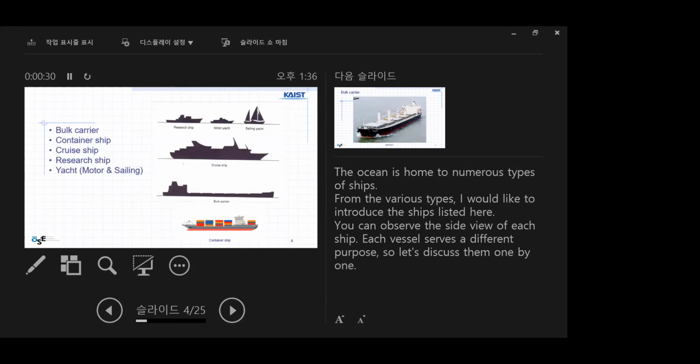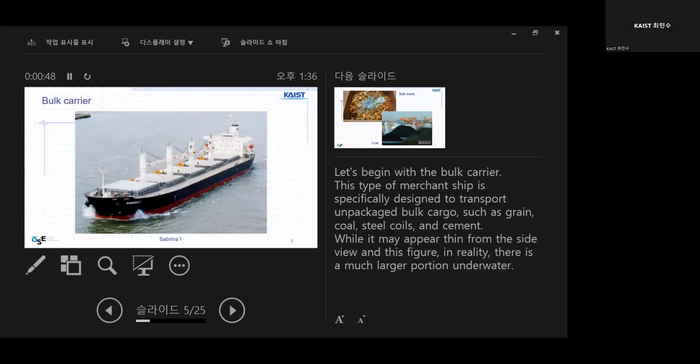The ocean is home to numerous types of ships. From the various types, I would like to introduce the ships listed here, and you can observe the side view of each ship in the right figure. Each vessel serves a different purpose, so let's discuss them one by one.